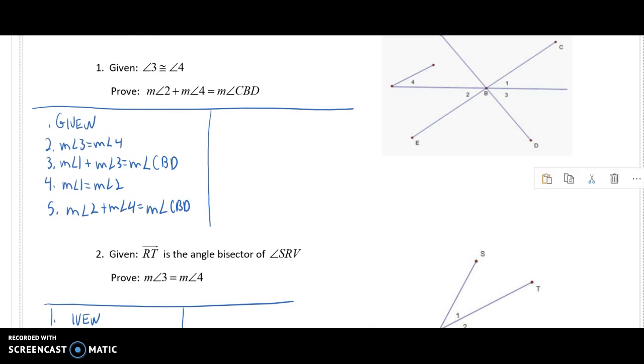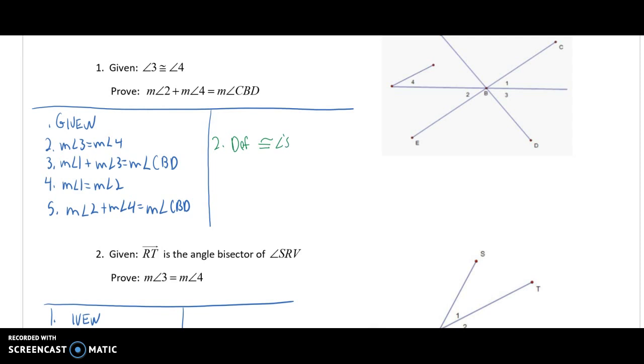2.8 proofs about angles, and here is our first proof. So reason 1, statement 1 are given. Step number 2, we're going to convert that from congruent into equal, and that's the definition of congruent angles. Now I'm going to look at the proof statement.